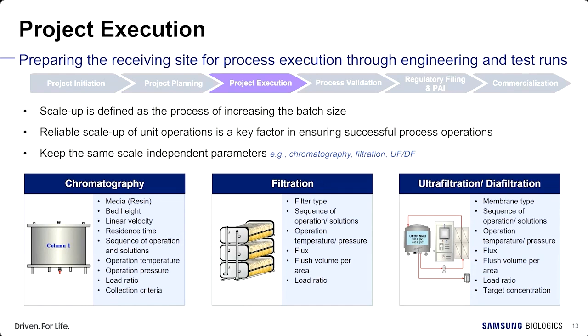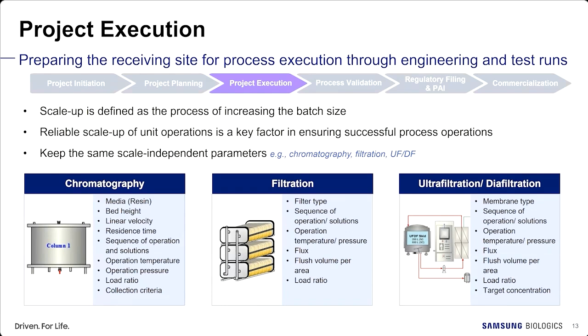Process parameters can be classified as scalable parameters and scale-independent parameters. Scale-independent parameters shall remain the same, but scalable parameters shall be increased or decreased depending on the scale. Here are some examples of scale-independent parameters for typical downstream process: chromatography, filtration, and UFDF. Chromatography resins shall remain the same, and bed height, linear velocity, residence time, which relate to the process conditions, also remain the same. But the flow rate, column volume, and the resin volume will be changed according to the scale of the process.